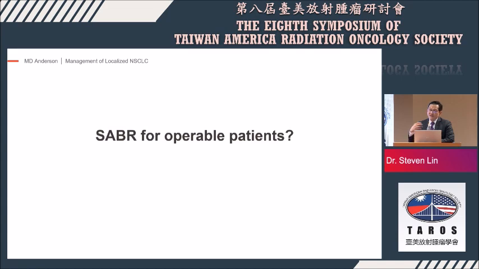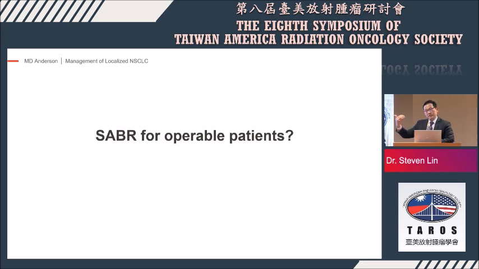Since we have such great local control, surgeons will say that the survival is poor, right? If you compare head-to-head between surgical patients and patients with SABR, the survival is worse. Well, the patients that we see who receive SABR are patients with unresectable disease, so they already have cardiovascular disease, COPD, and they're going to die not from cancer, they're going to die from these other diseases.